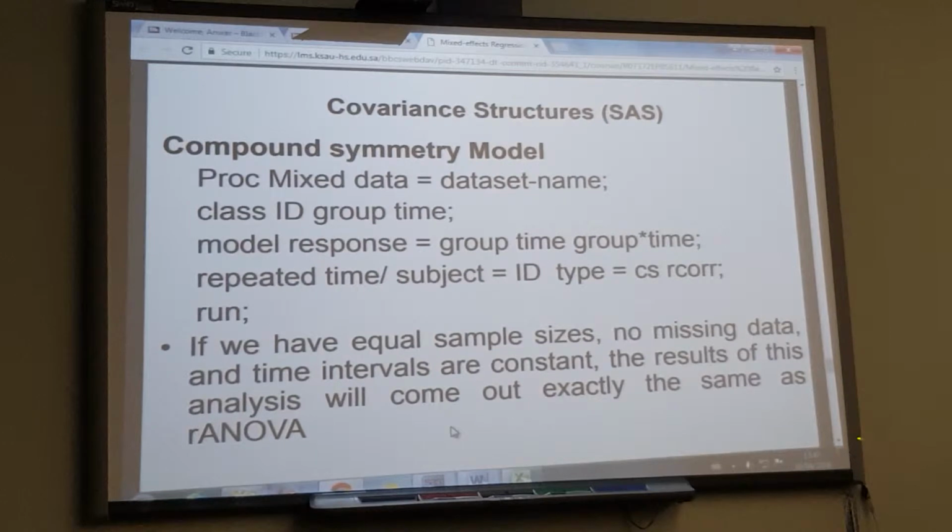Okay, this is ANOVA, repeated measures ANOVA. So what we're saying here is you're trying to fit repeated measures ANOVA with the compound symmetry, and if you have no missing data, you will be able to produce the same result as you produce in ANOVA, repeated measures ANOVA.